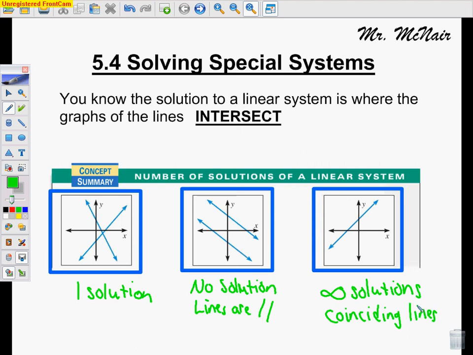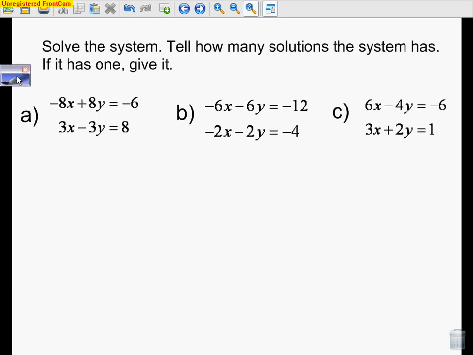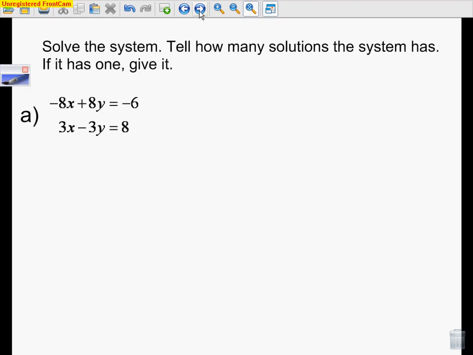Now, we dealt with the one solution systems before. That's what we dealt with in 5.1, 5.2, and 5.3. Now we're going to talk specifically about the no solution and infinite solutions cases. Here, I give you three examples. One of them has no solutions, one has infinite solutions, and one has one solution. They all look pretty much like the same type of problem, but they're going to come out different when you're solving them by linear combinations or elimination. So let's deal with example A.